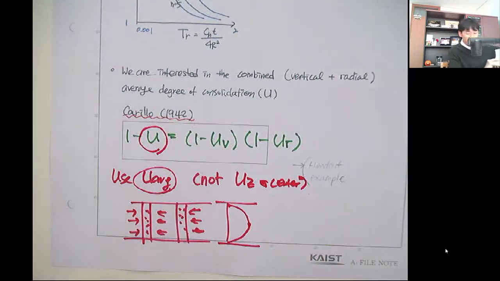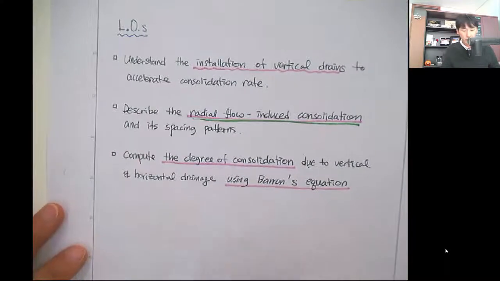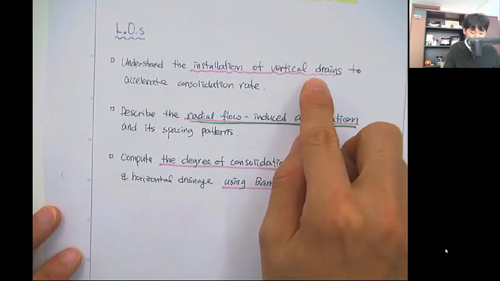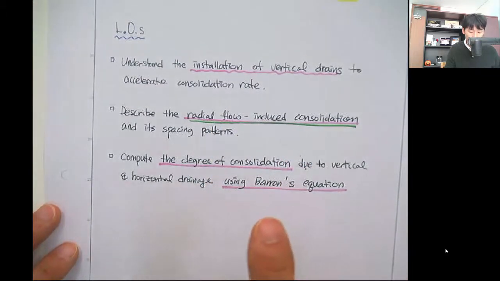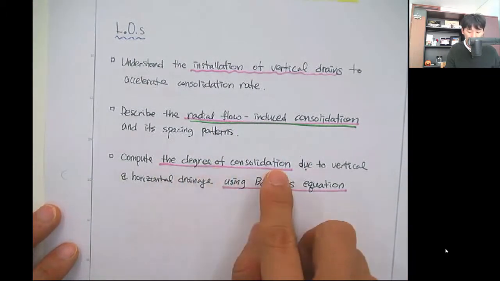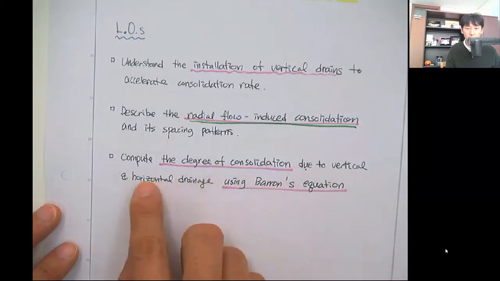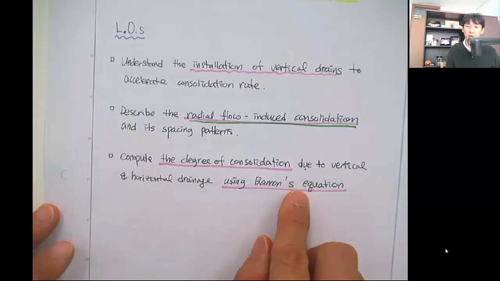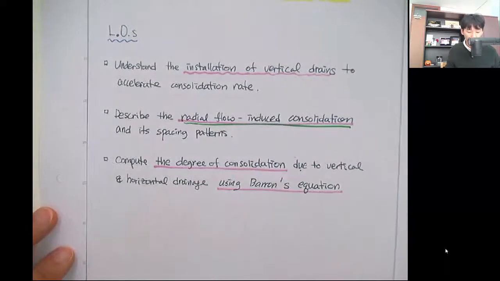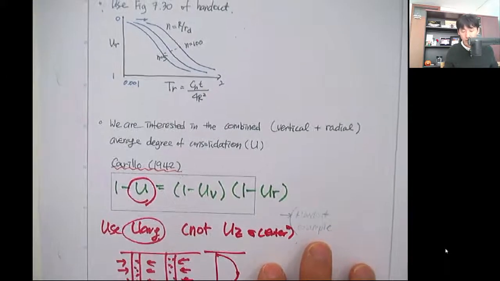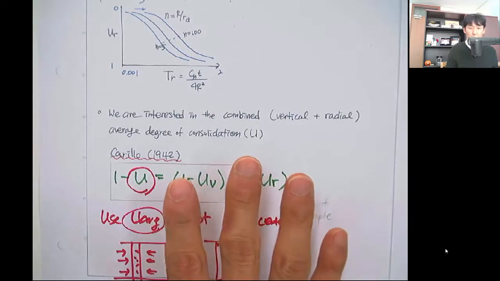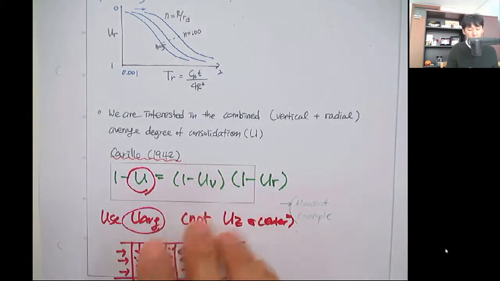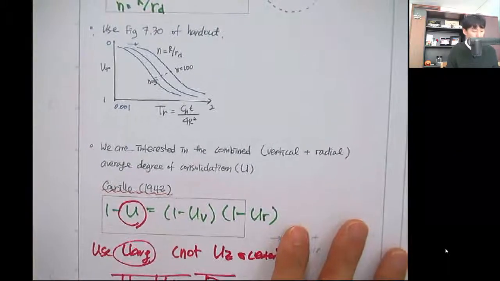So in this lecture, we've seen vertical drains and radial flow consolidation and how to compute the degree of consolidation considering the vertical and horizontal drainage using Barron's equation. Okay, so in class, we're going to practice with examples how to use these equations to design or to check the design values for vertical drains in surcharge loading.